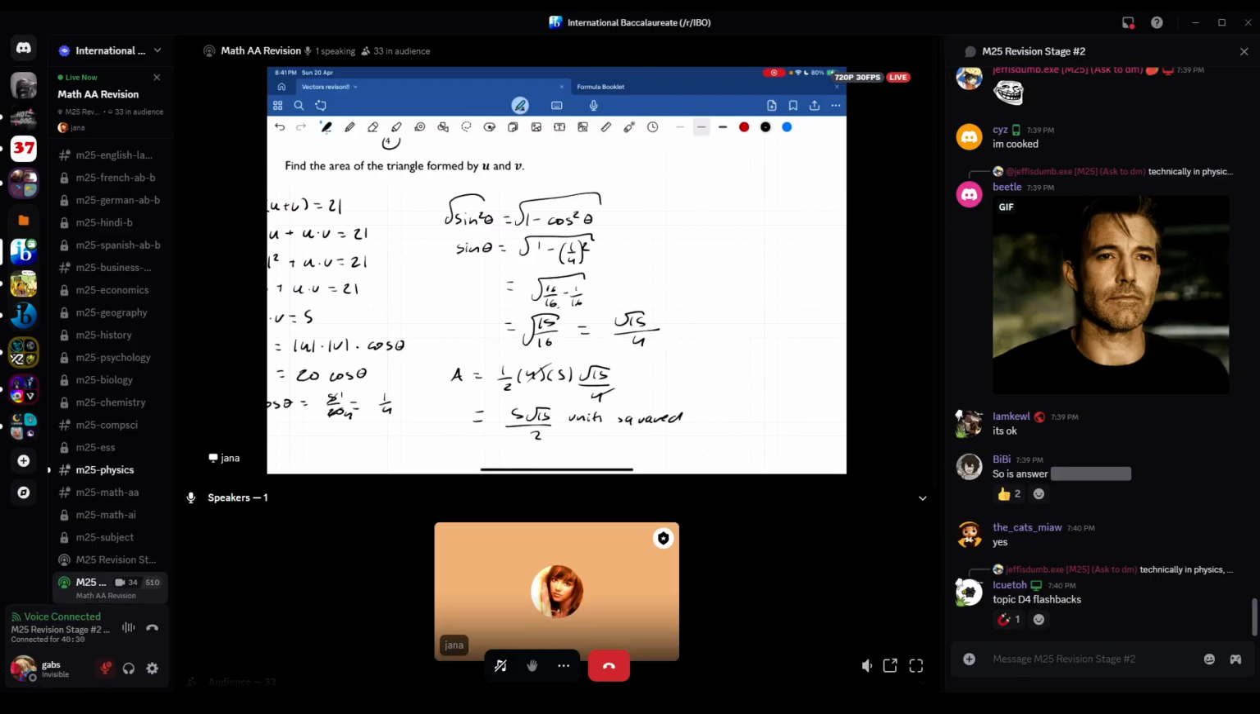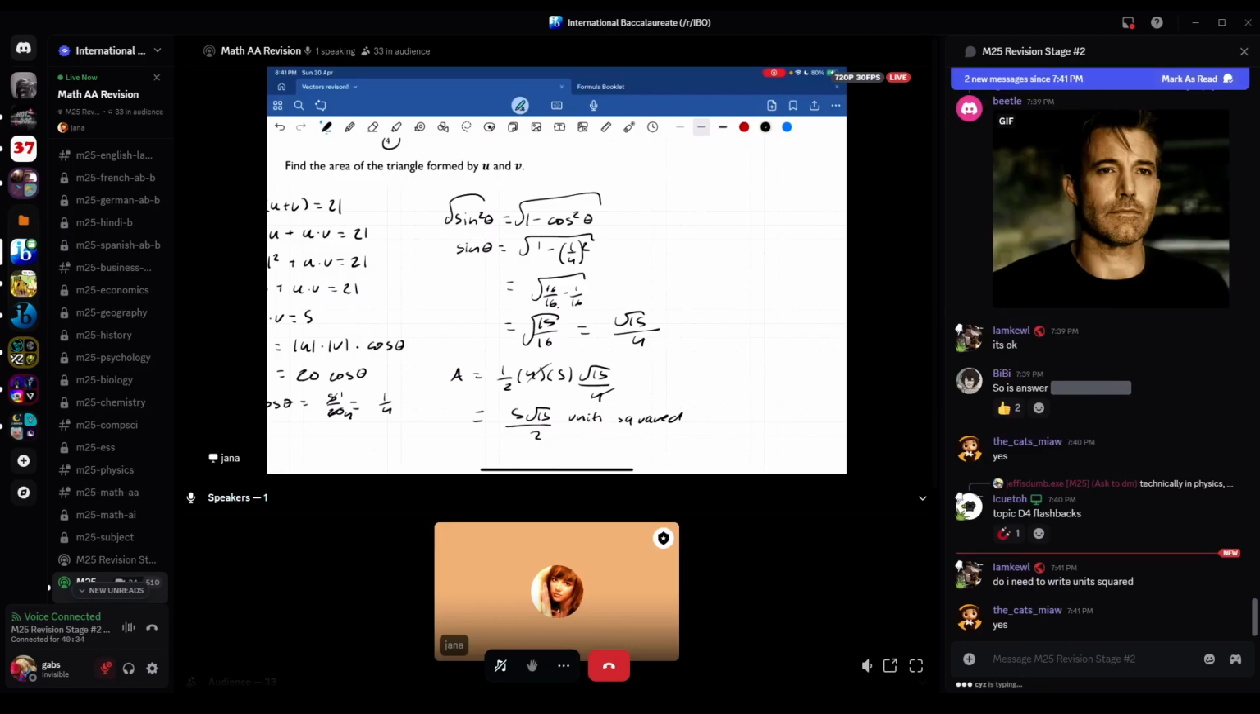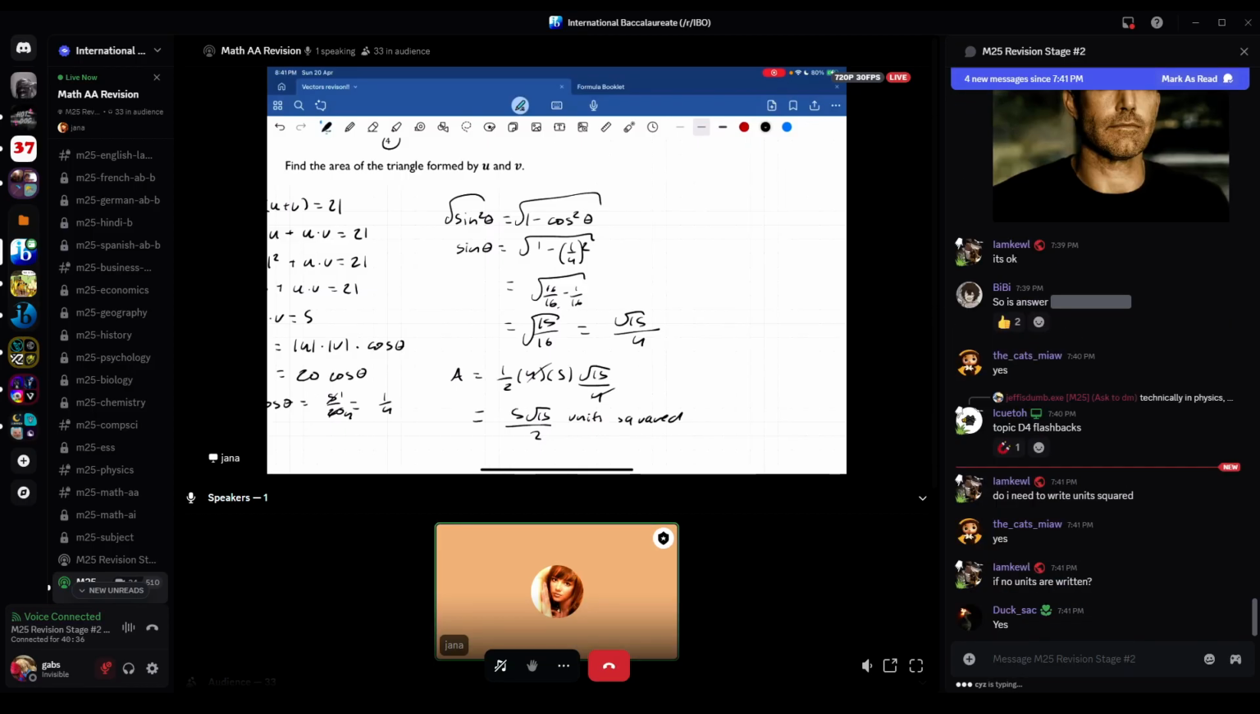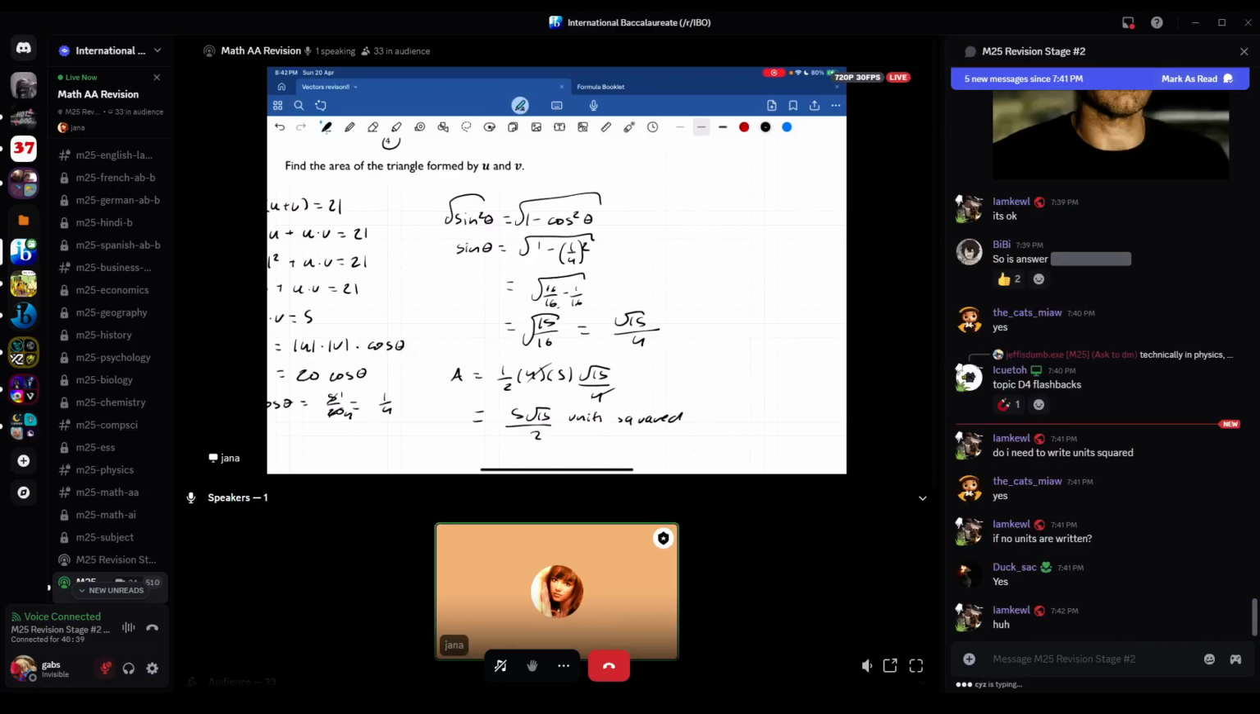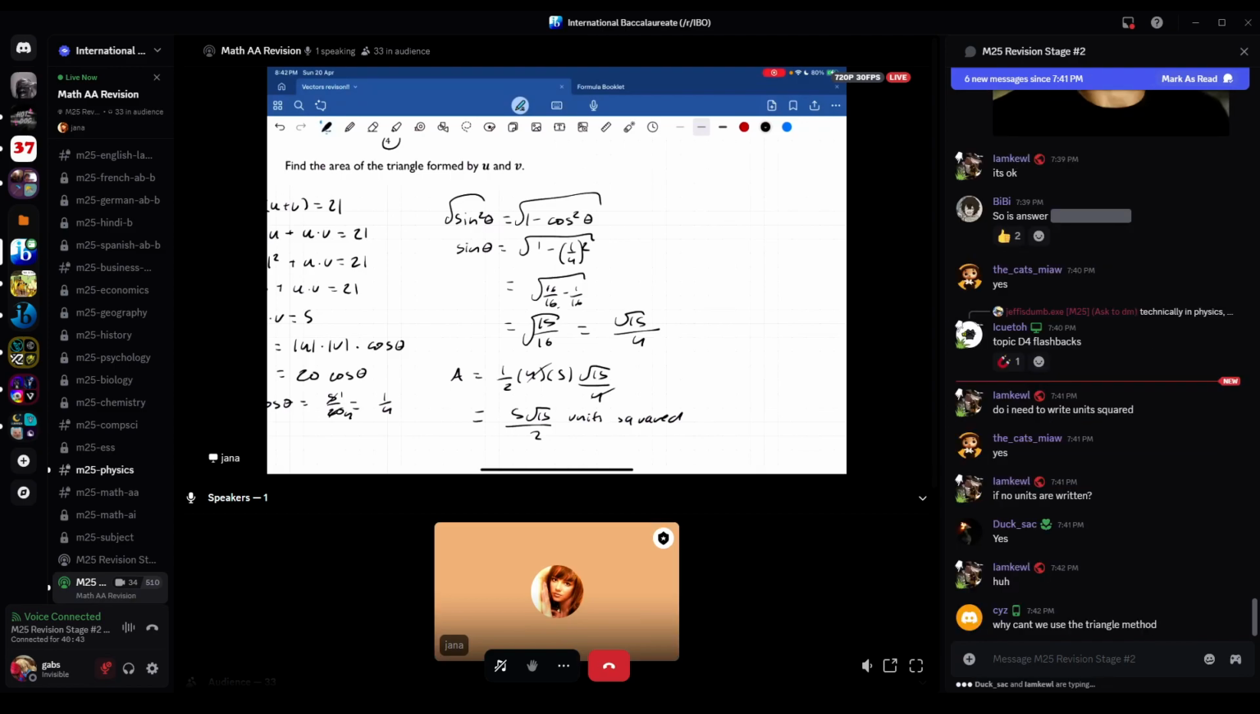Does that make sense? You do need to write units squared. Don't skip it, you might lose marks. If there's no units, write units squared.